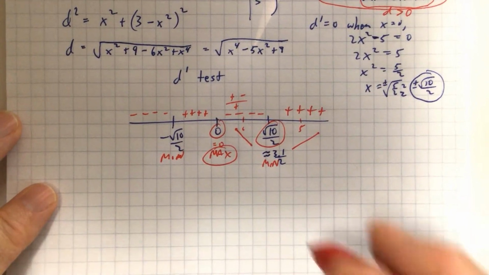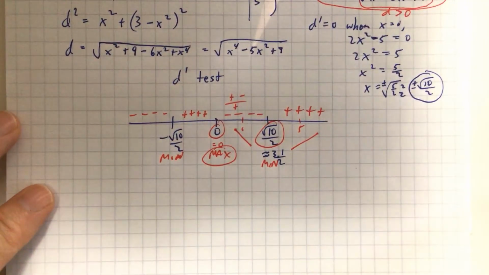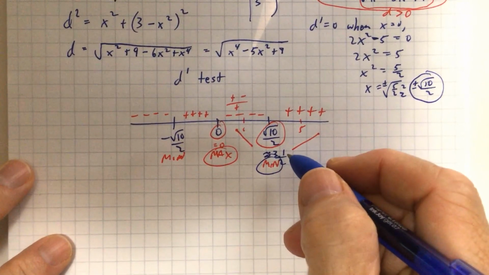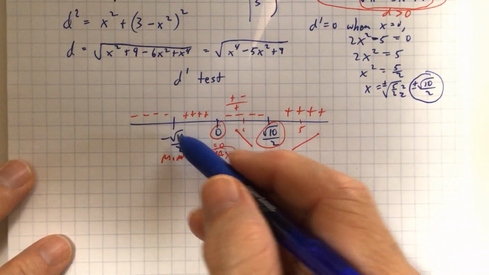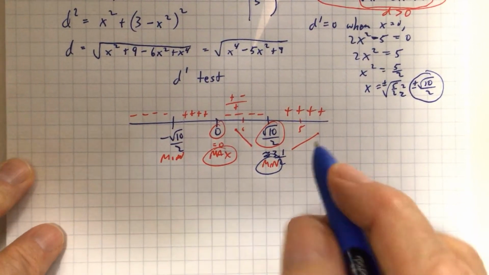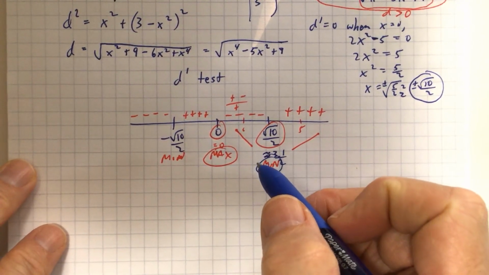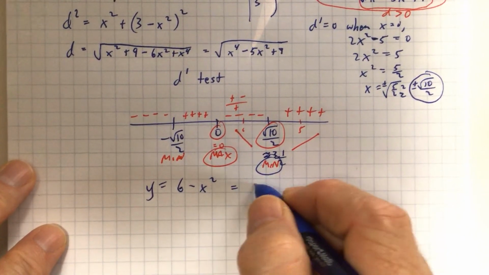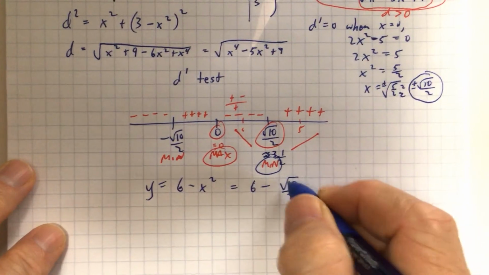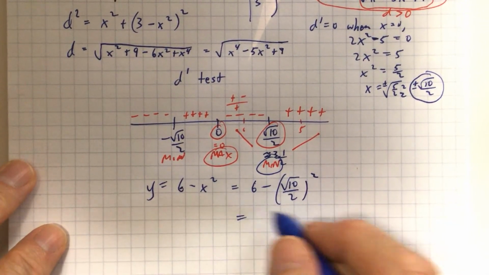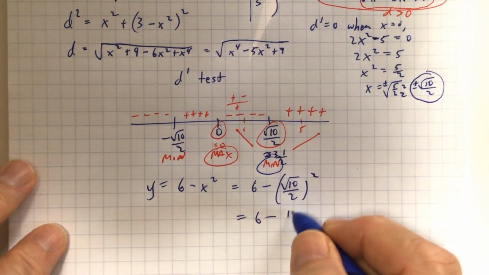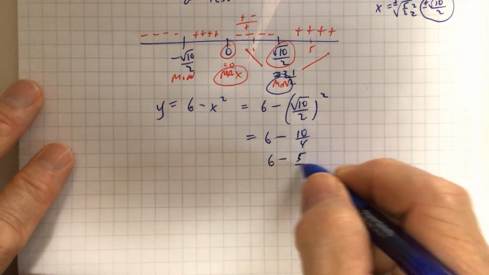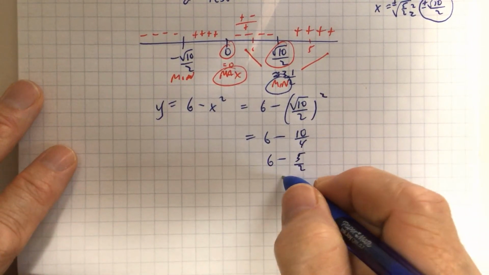And if x is equal to radical 10 over 2, it asks which points? Well, we then have to figure out, what's the y-coordinate? So we know we have a min when x is radical 10 over 2 or negative radical 10 over 2. And if we have a min there, we have to figure out the y-coordinate. Well, the y-coordinate is equal to 6 minus the x-coordinate squared, and that's 6 minus radical 10 over 2 squared. And so that's 6 minus 10 over 4, 6 minus 5 halves, and that's 12 halves minus 5 halves, so that's 7 halves.